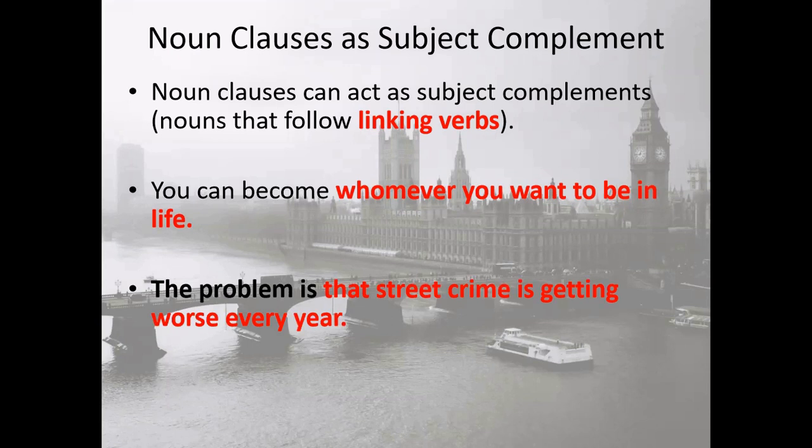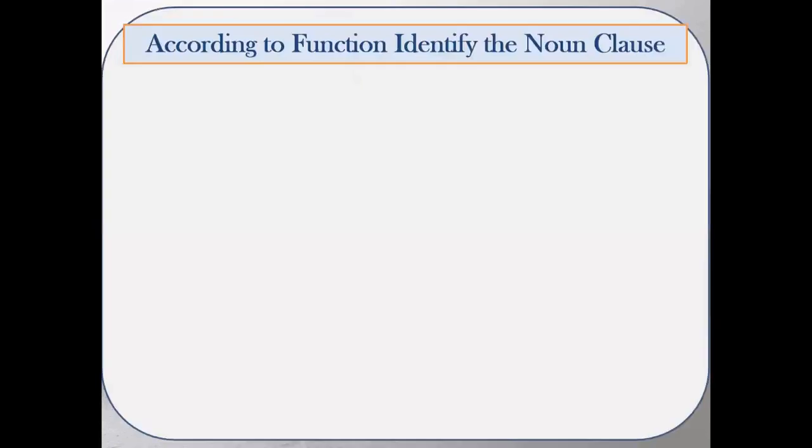Next: "The problem is that the street crime is getting worse every year." This part of the sentence is giving information regarding the subject, and the subject is "the problem." The verb "is" is used here as a linking verb. So that's why this noun clause is used here as subject complement.